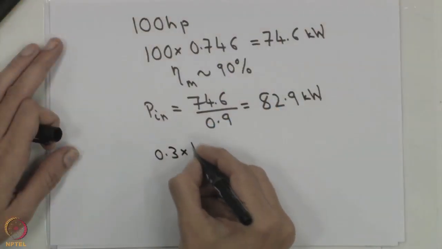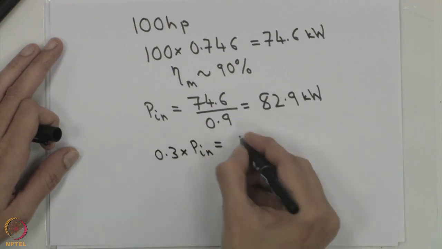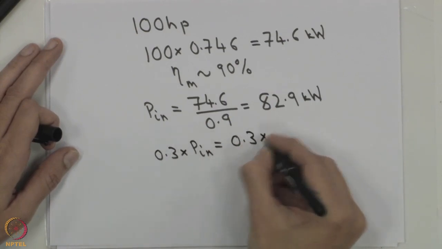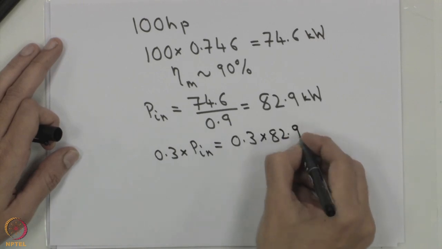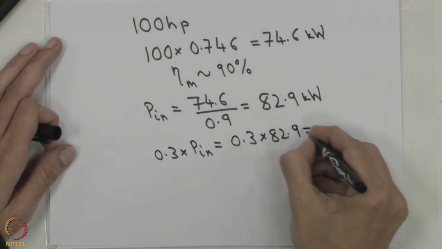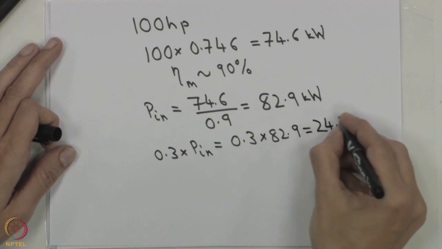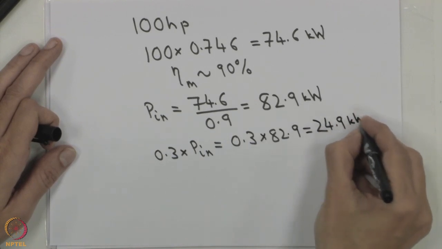Now, when we are operating with the VSD, variable speed drive, at part load, we get a saving of 30%. So the saving is 0.3 into this input power, which is 0.3 into 82.9, which is 24.9 kilowatt, right?